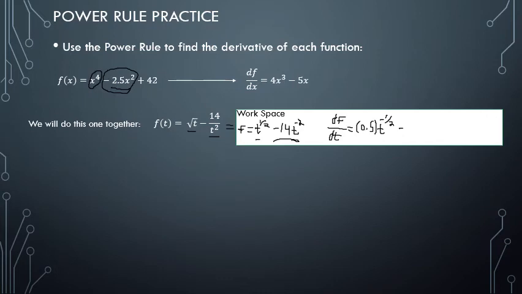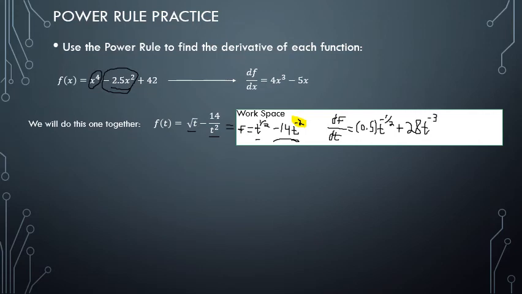But let's look at this negative 14 times t to the negative 2 term. You can see the exponent is negative 2 here. So first we want to move the exponent out in front and multiply. So negative 14 times negative 2 gives us a positive 28. And then subtract 1 from the exponent, so negative 2 minus 1 is negative 3.